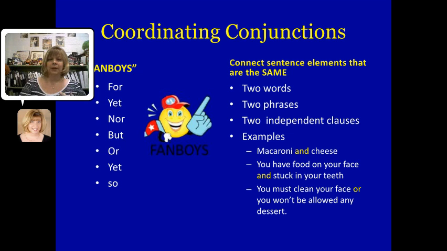This includes examples like macaroni and cheese. You have food on your face and stuck in your teeth. You must clean your face or you won't be allowed any dessert. These coordinating conjunctions are connecting these things that are similar to help hook them together. Remember, conjunctions in general have to join or glue together different elements of the sentence.